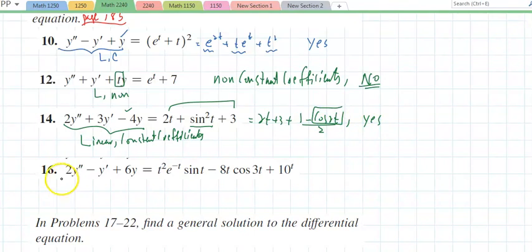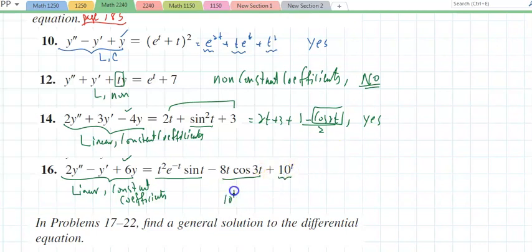When I look at number 16, linear, that's a must, and constant coefficients, which means yes, that checks. T squared e to the t sine of t I could do. 8t cosine of 3t I could do. How about an exponential? Can't I say 10 to the t is actually e to the natural log of 10, to the t? And that is e to the t times natural log of 10. So that's a form of an exponential. So yes, I can.